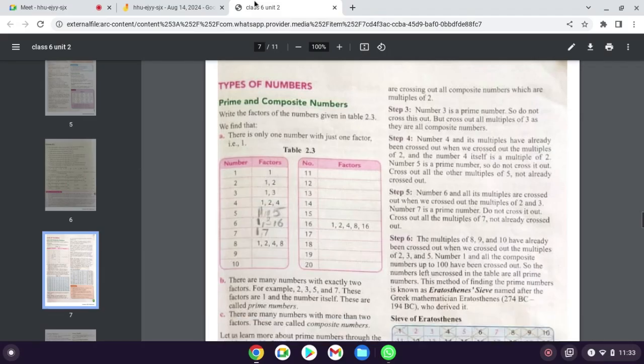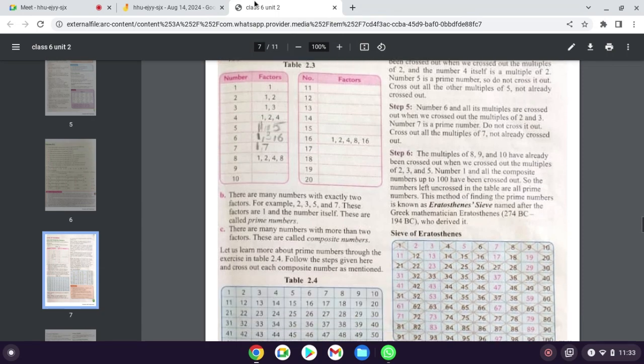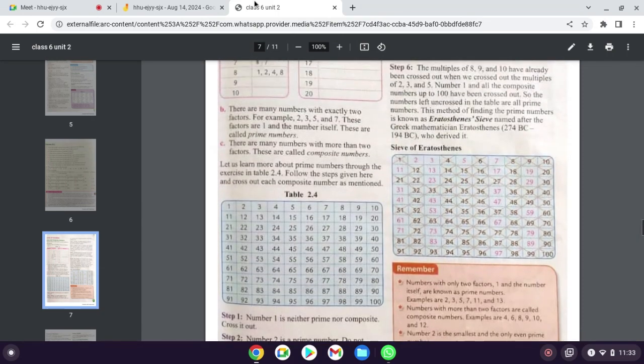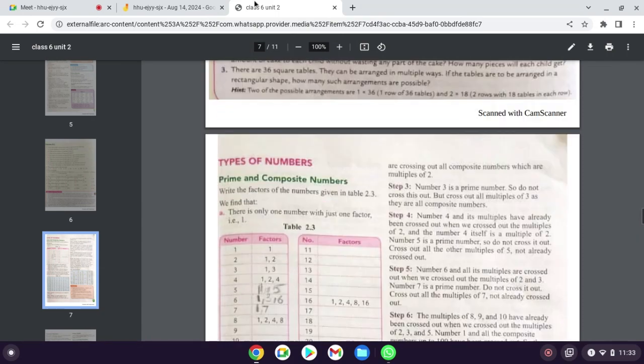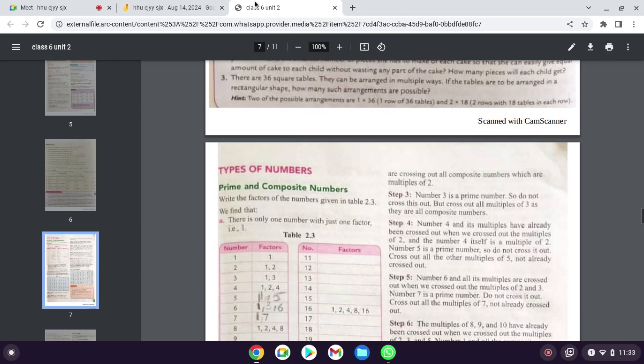Which is the types of numbers. What is the page number of this topic? 31. So the types of numbers: prime and composite numbers. How we have to find prime and composite numbers, and what the functions of these numbers are, you have to get through in today's lecture. So prime and composite numbers.